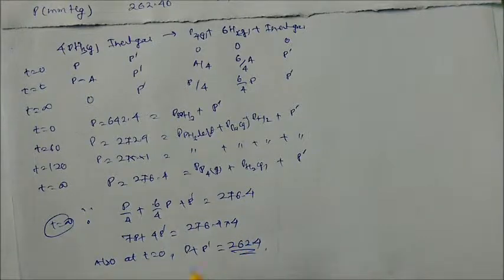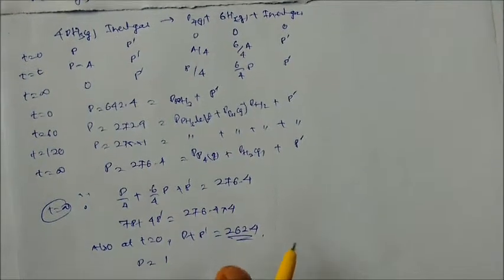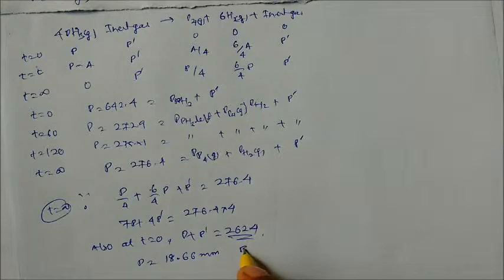So this is given here. So here we will get P equal to how much? P will be 18.66 millimeter and P dash will be equal to how much? 243.74 millimeter. So these are the answers. Now we have to find that at T equal to 60 and at T equal to 120.